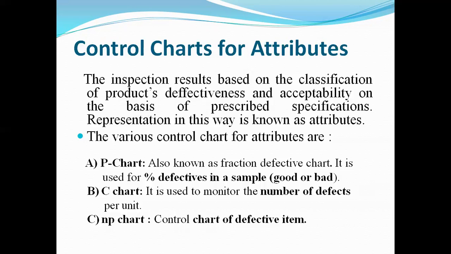Now the third chart for the attributes is the NP chart. What does the NP chart do? The NP chart is basically a control chart of the defective items. The difference between the P chart and the NP chart is that the P chart will just focus on the fraction defective or percentage defective, whereas the NP chart will focus on the number of defective items. Now we will take these different types of charts one by one.